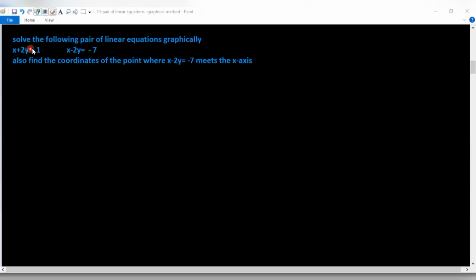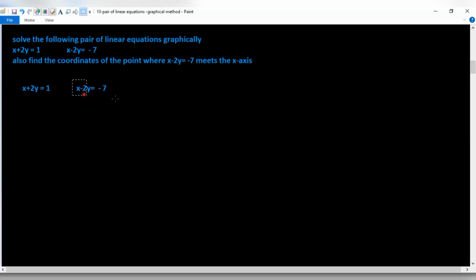This is our next question. Solve the following pair of linear equations graphically. See, we have 2 equations: x plus 2y equals 1, x minus 2y equals minus 7. Also find the coordinates of the point where x minus 2y equals minus 7 meets the x-axis. Okay, so we have two equations. We have to solve them. These are the given equations.